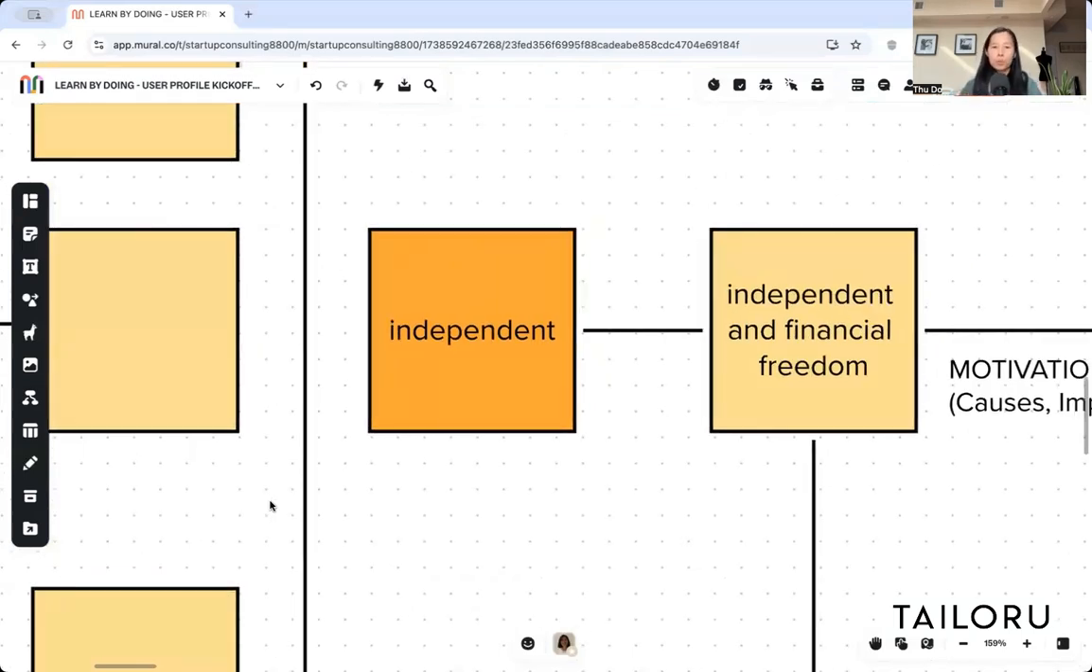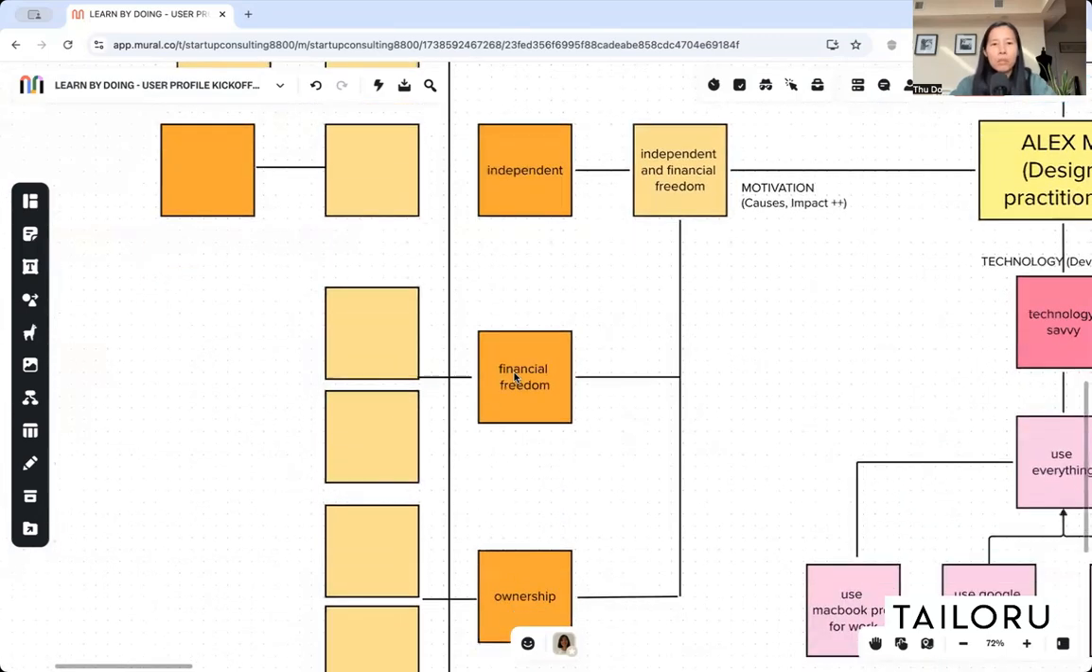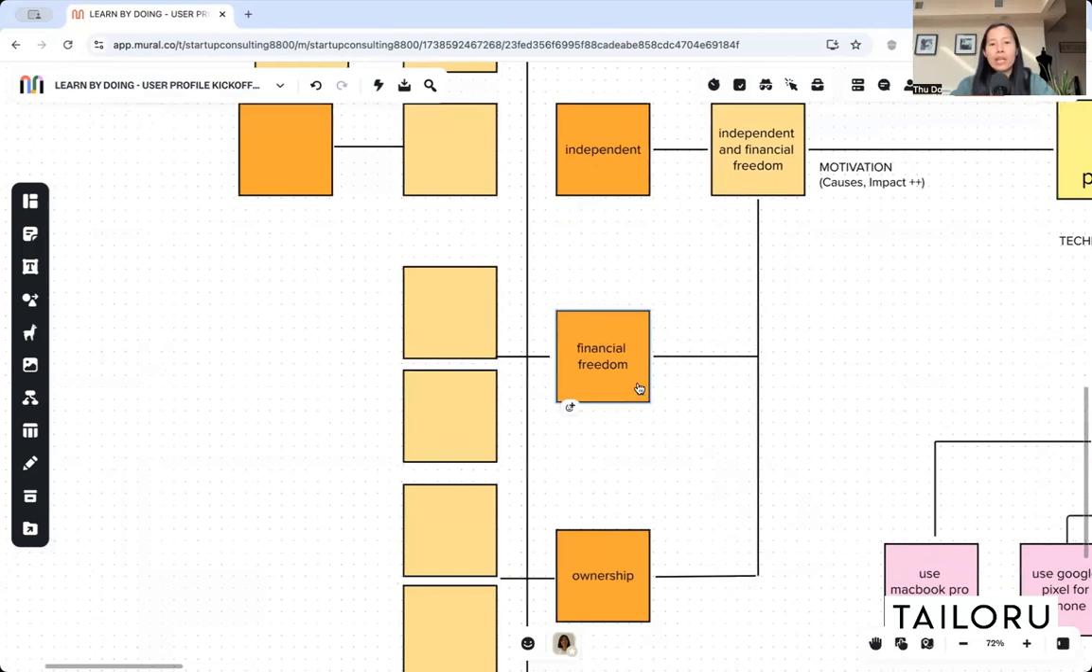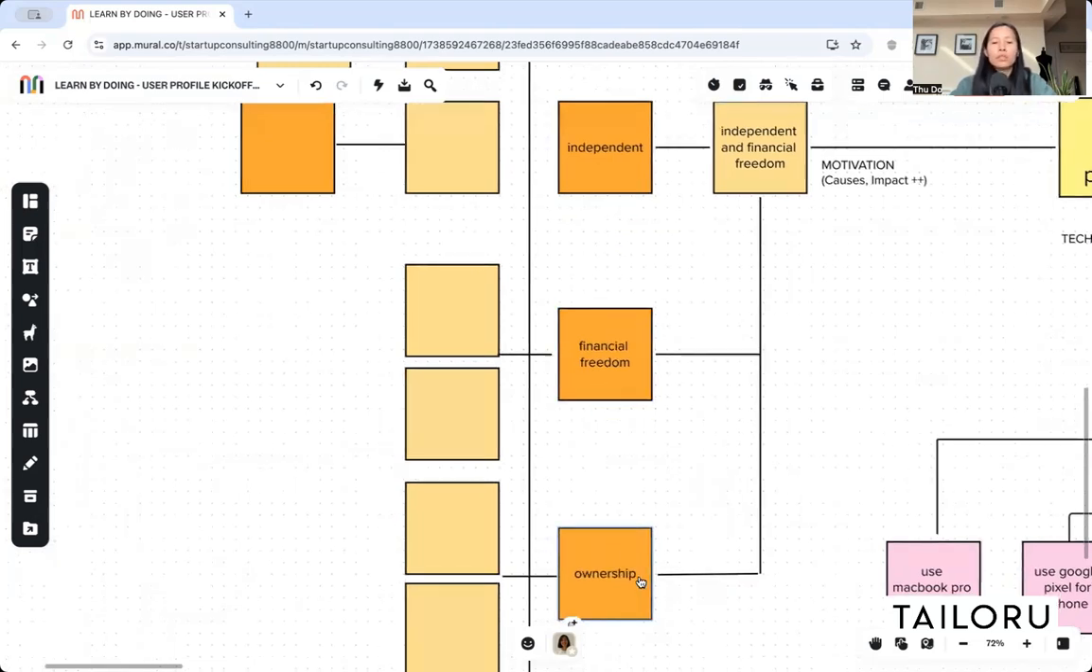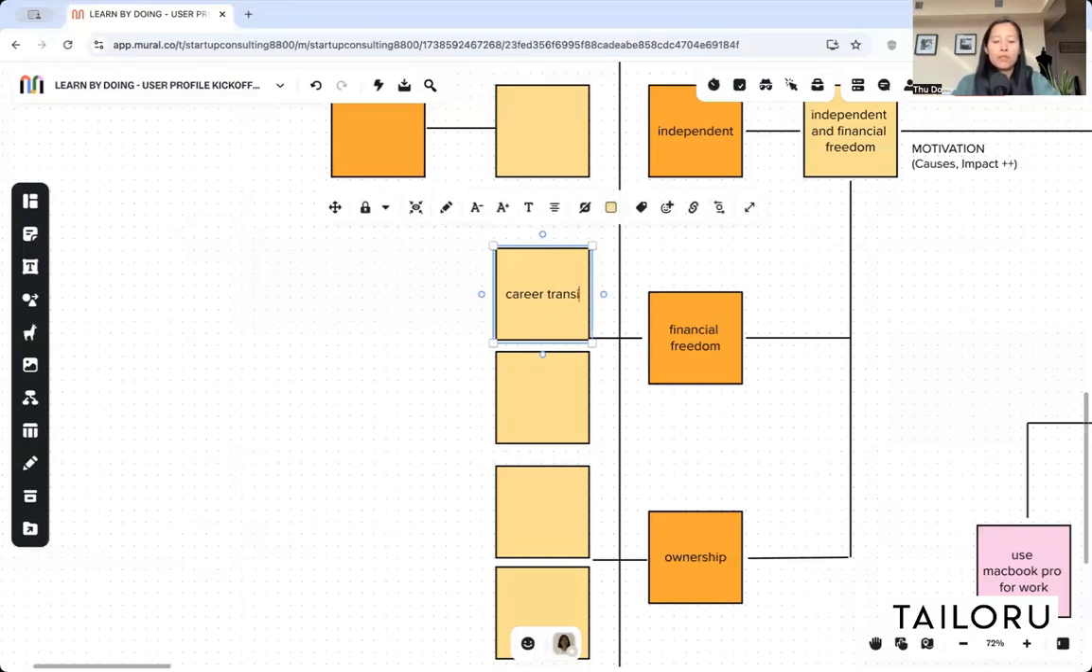And the rationales that I put down on paper right here have to do with gaining independence and financial freedom, right? So, I've broken it down into a few boxes here: independence, financial freedom, and ownership. So let's see if we can fill in and dig a little bit deeper into why someone like Alex would like to have financial freedom, right? Maybe as a career transitioner, he wants financial freedom so that he does not have to rely on market conditions, right?